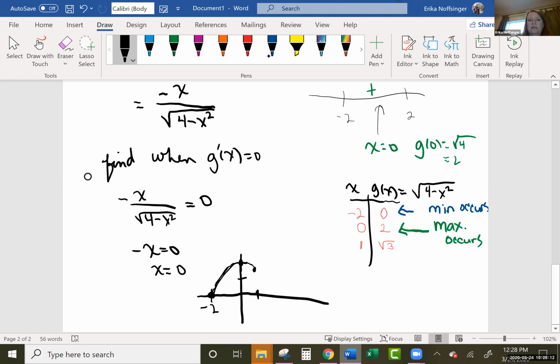Okay, so just looking at the graph again, the min occurred when x equals -2, y is 0. And the max occurred when x equals 0. I said that opposite. You know what I meant, right? Max occurs at (0, 2). And min occurs at (-2, 0).